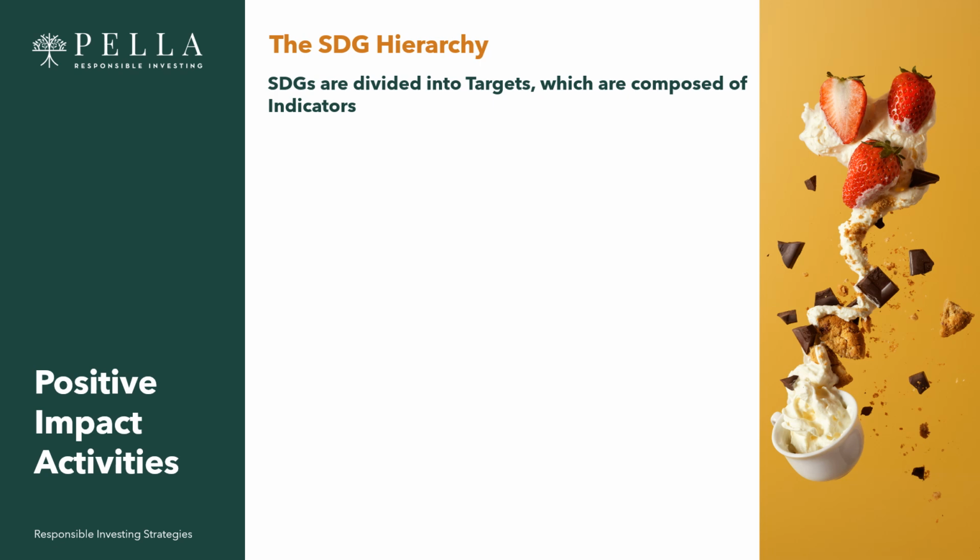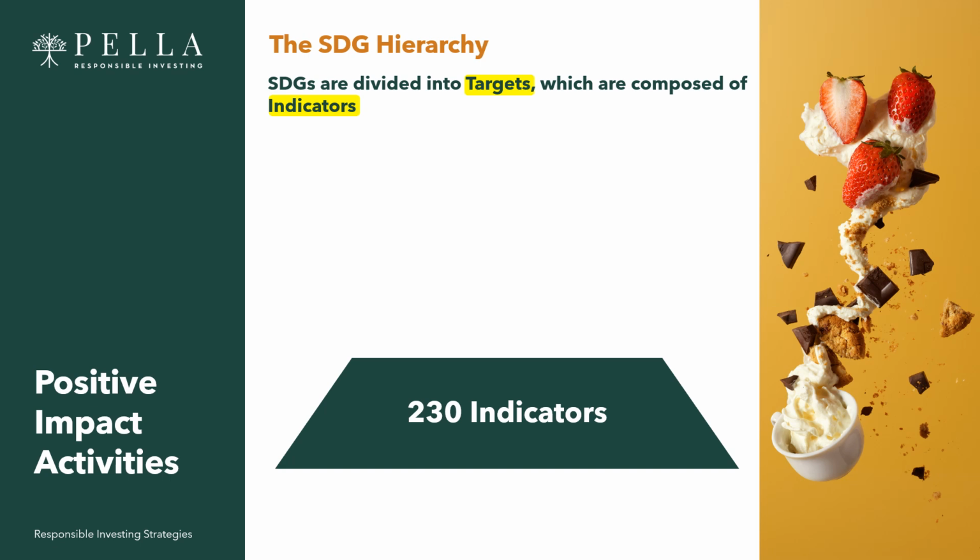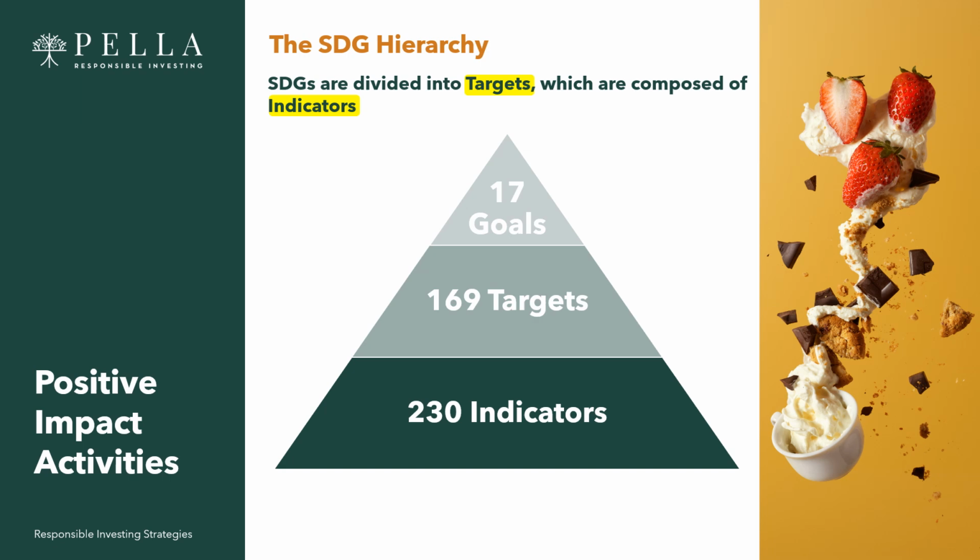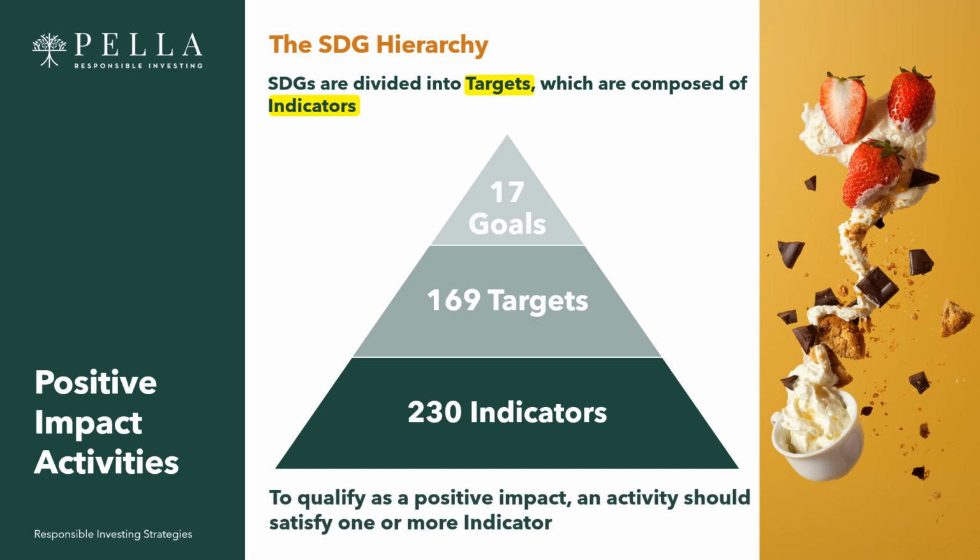The Sustainable Development Goals can be divided into targets, and these targets are further composed of indicators, which provide measurable criteria for positive impact activities. There are 230 indicators, which are used to create 169 targets, which in turn combine to create the 17 Sustainable Development Goals. For an initiative to be recognized as having a positive impact, it should demonstrably meet one or more of the Sustainable Development indicators. This means that while the Sustainable Development Goals are a convenient way to communicate positive impact themes, it is adherence to Sustainable Development indicators that determines whether an activity qualifies as positive impact or not.